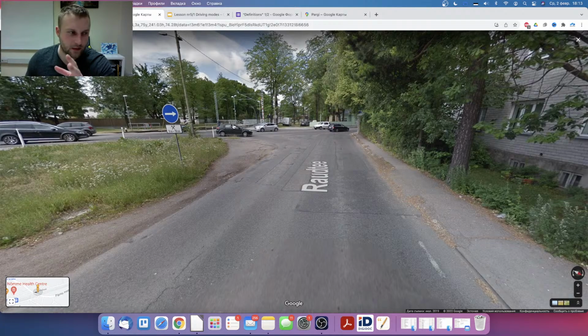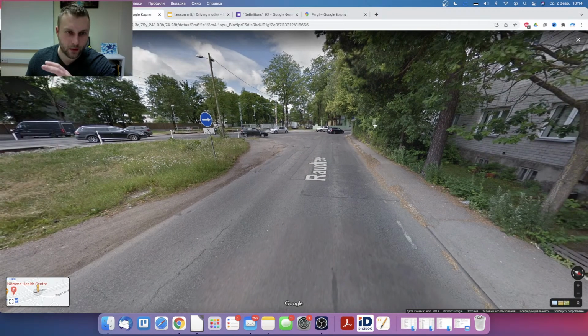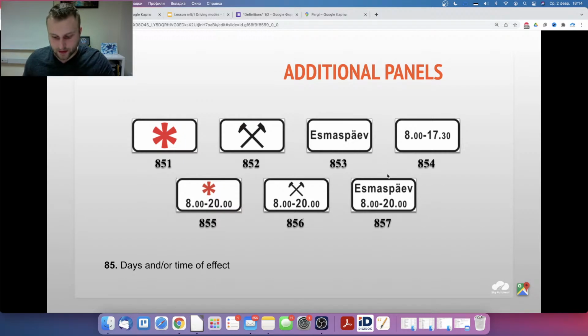Yeah, it basically, once again, means we have to go right on working days starting from 9 till 7. After that, we don't have to. We can go any direction. So this sign means mandatory direction. Okay, let's get back to this.